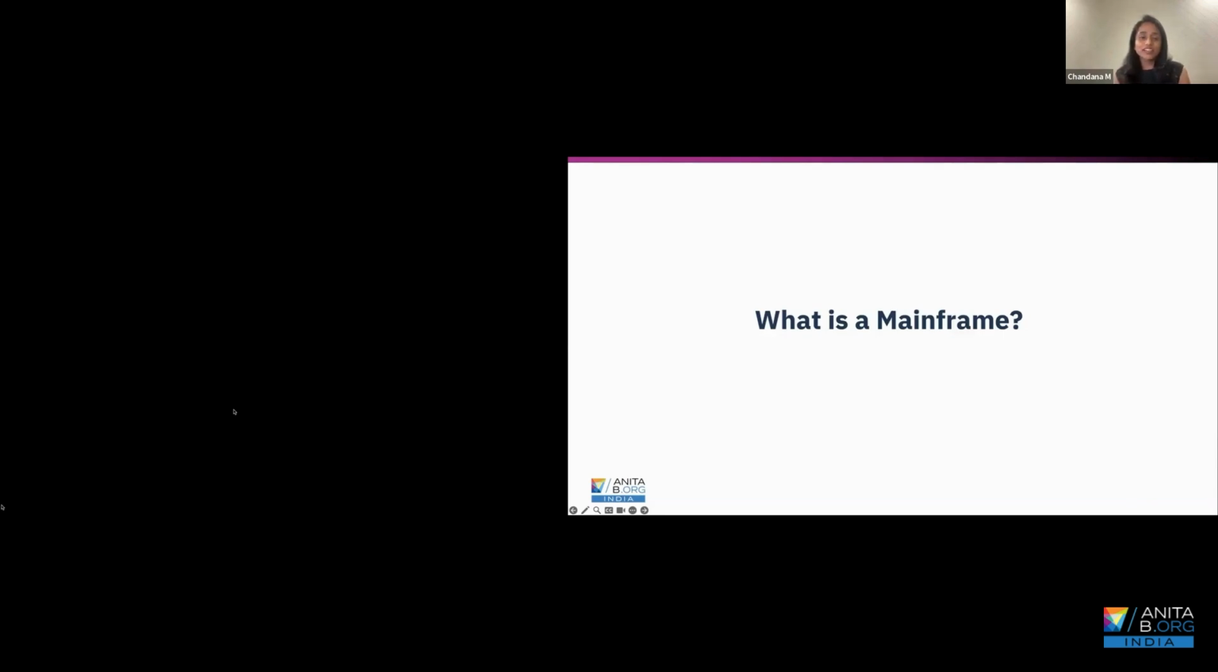So today the topic is about mainframes. I'm just going to give a high level detail about what a mainframe is, why it is important, and what the role of a mainframe is, as most of them wouldn't know what a mainframe is and what its role is.